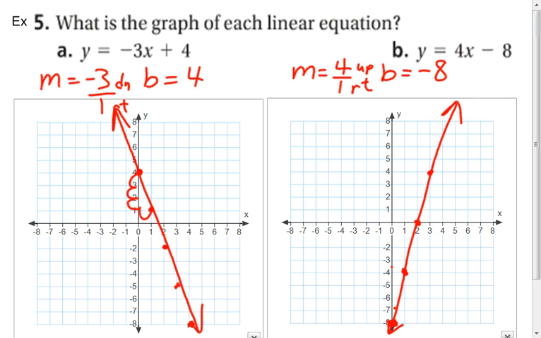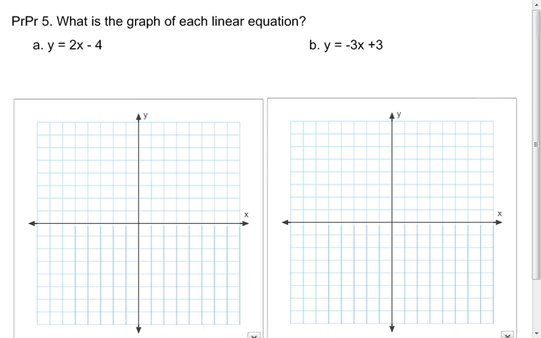All I need to know is my slope and my y-intercept. I don't need to make a table of values. I don't need to plug any numbers in and make math errors. I think this is a lot easier to graph it this way than it is using a table of values that we did in section 4.